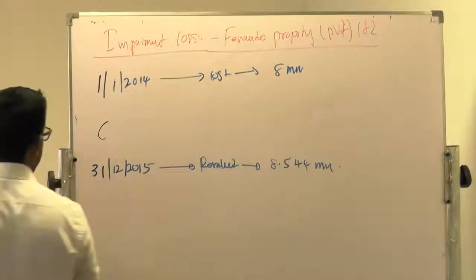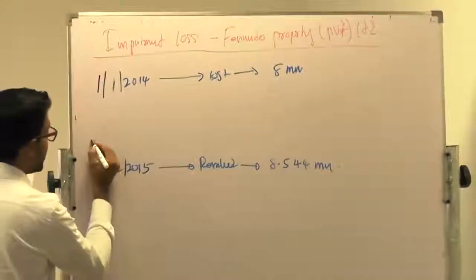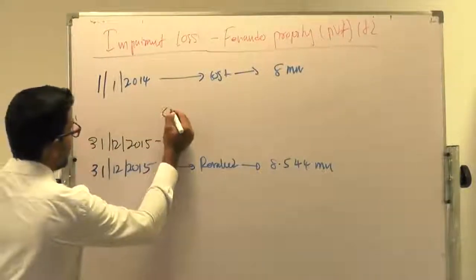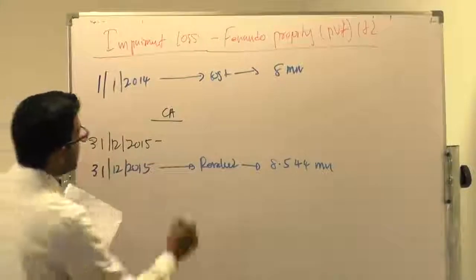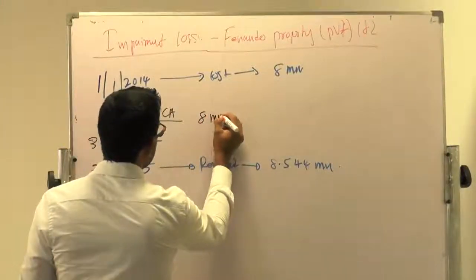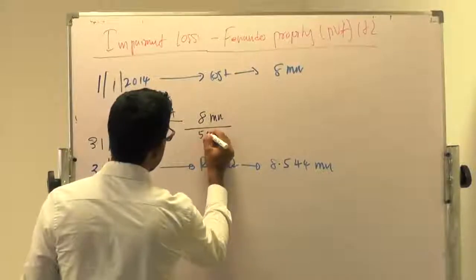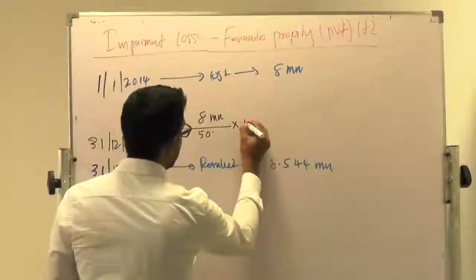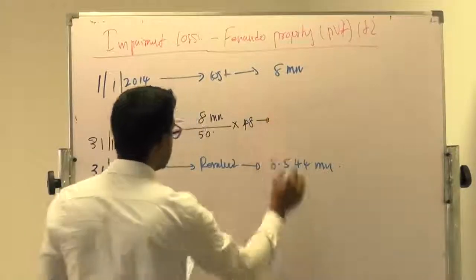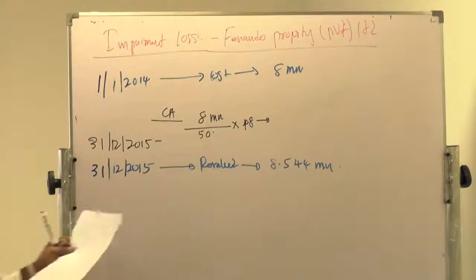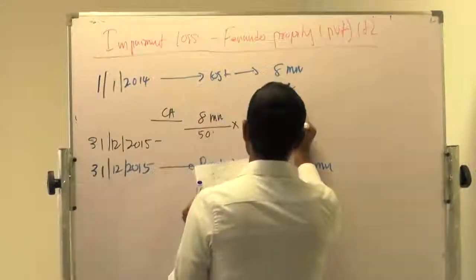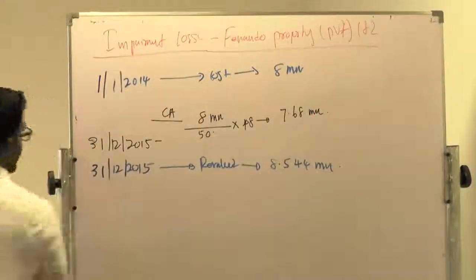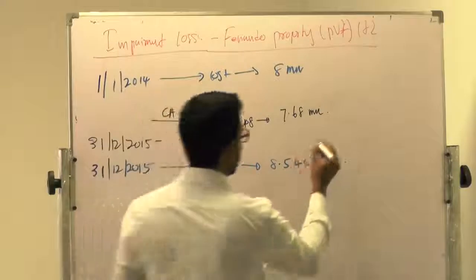Carrying amount of this asset you have to calculate, right? When it comes to 31st December 2015, on the same date, carrying amount calculation. So, your property value 8 million, you depreciate over the period of 50 years, and after 2 years, remaining life how many years? 48 years. If you look at carrying amount at the end of 2 years, 7.68 million. So, then you have revaluation gain.